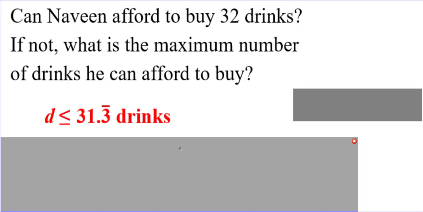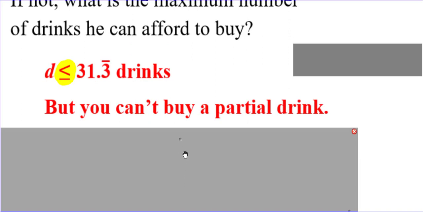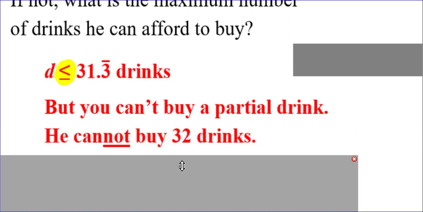All right, we got to pay attention to the inequality symbol. This is not just about rounding. This is about understanding what this answer means with that inequality symbol. D is less than or equal to 31.3 repeating. That means it has to be less than it or equal to it. So can Naveen buy 32 drinks? Well, no. 32 is not less than or equal to 31.3 repeating. So 32 is not going to work.